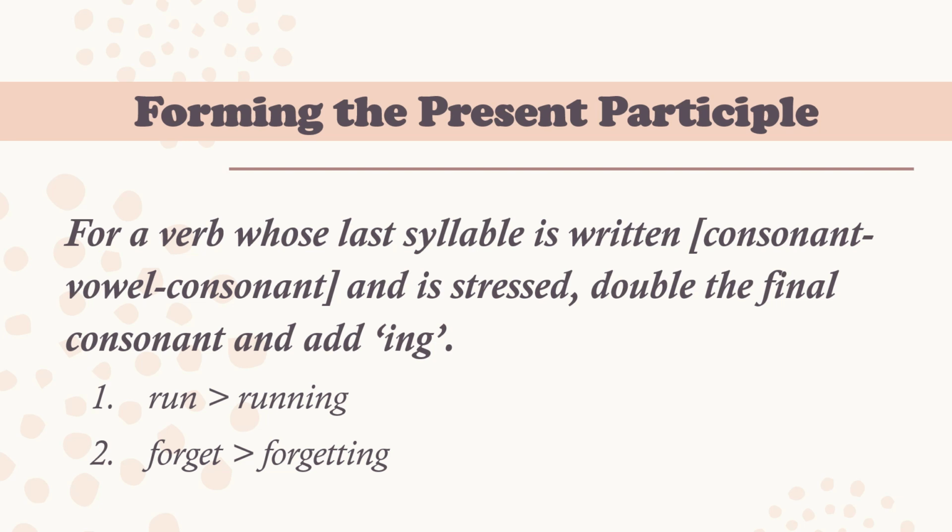So what is the pattern? We have consonant because of the F, and vowel because of the O, consonant because of the R, consonant again because of the G, vowel because of the E, and consonant because of the T. Okay, the last letters are having the pattern consonant, vowel, consonant, and it is stressed because when we pronounce it, it is like forget. Now, we will double the final consonant to make it forgetting.